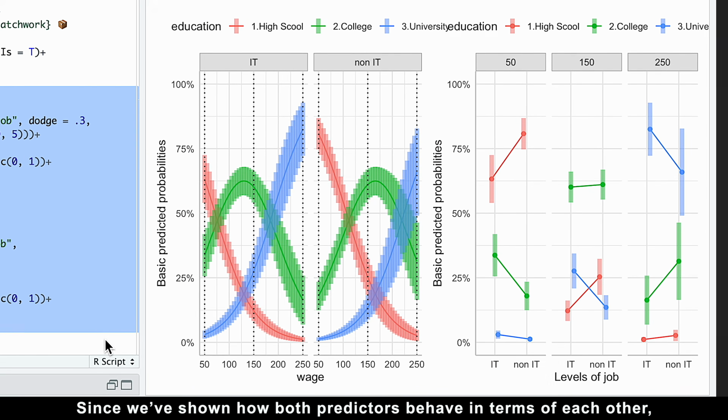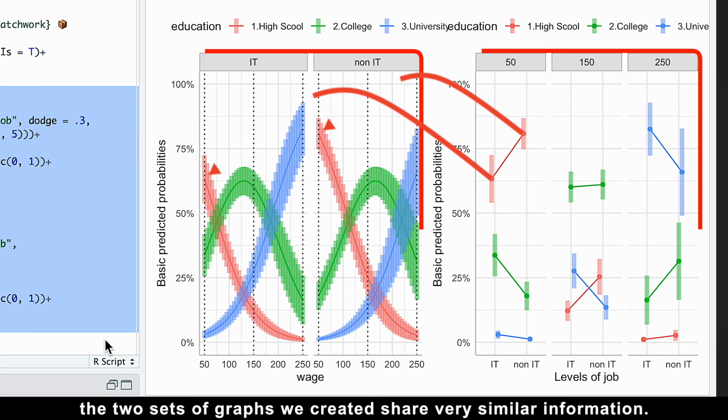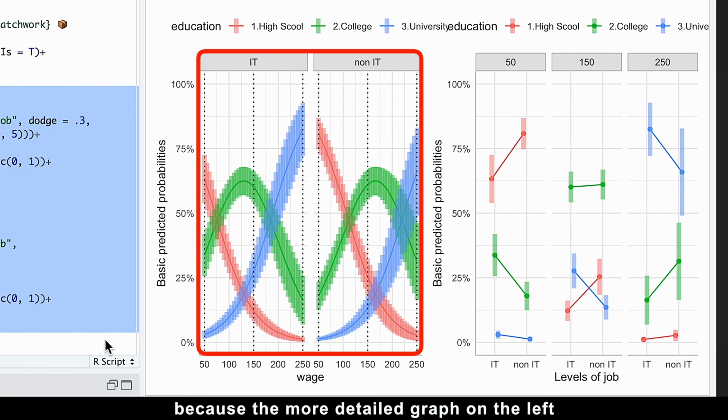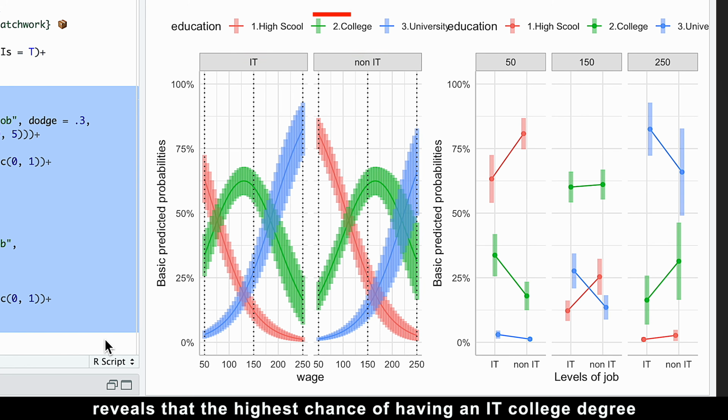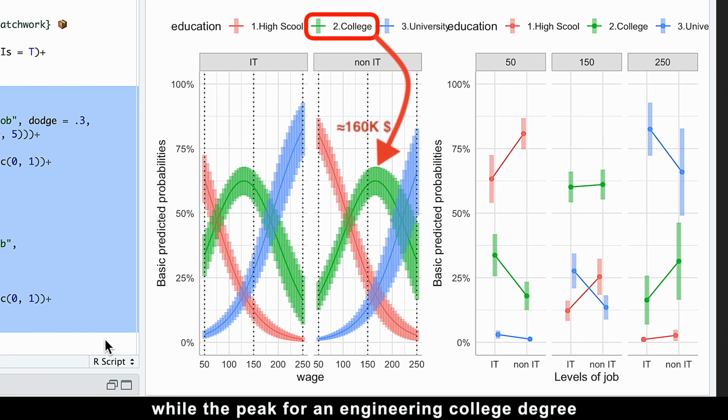Since we've shown how both predictors behave in terms of each other, the two sets of graphs we created shared very similar information. This extra effort was worth it though, because the more detailed graph on the left reveals that the highest chance of having an IT college degree peaks at around $140,000, while the peak for an engineering college degree is around $160,000.